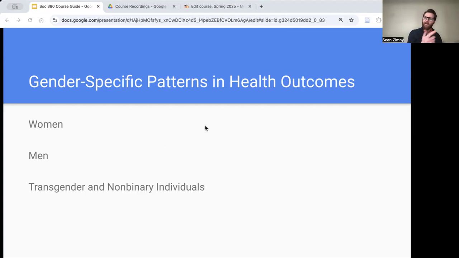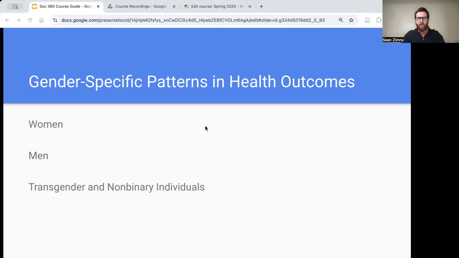And then again, on the mental health side, similarly, men are less likely to seek treatment and to seek help for mental health issues, and therefore also tend to have higher rates of suicide and completed suicide. Those are things that are really, really important to understand about these gender differences.